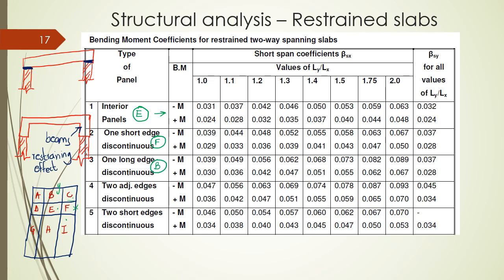If I wanted panel A, then I'll have two adjacent edges discontinuous, which I'm marking with Z. Those are the only two edges that are discontinuous. The remaining two edges are continuous. So if I wanted the moment coefficients of panel A, I'll go to type 4, where there are two adjacent edges discontinuous, and so on and so forth.